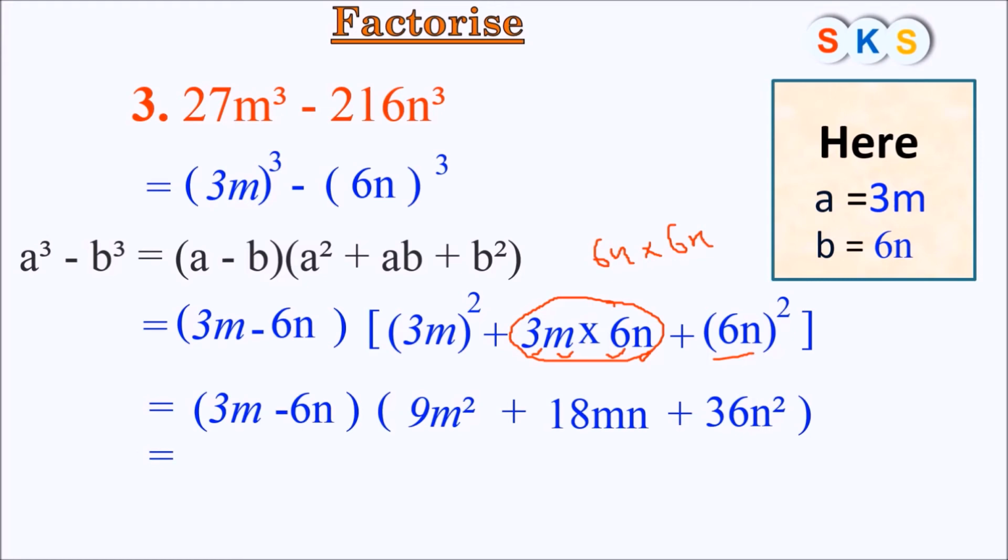Now after simplifying both the brackets, you can see that here we have a common factor. What is common over here? 3, because 3m is 3 into m, right?